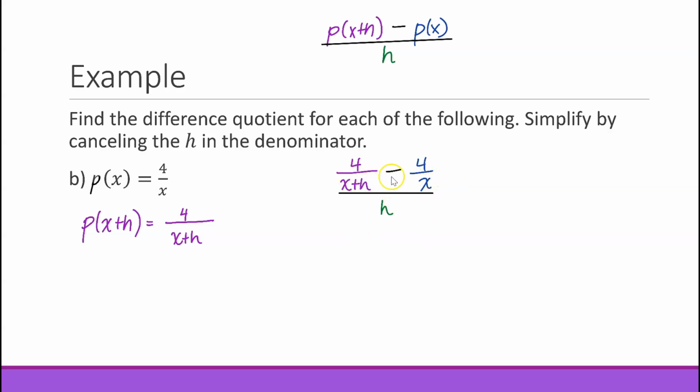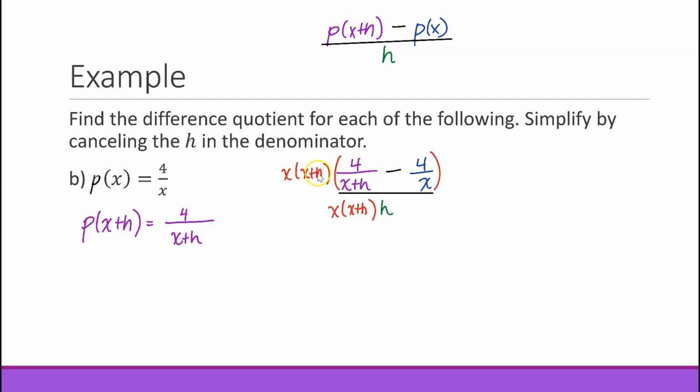So that's still x times x plus h. But then what we're going to do is multiply the top and the bottom of the fraction by that least common denominator of all fractions involved. So I'm going to multiply the top and the bottom by x times x plus h. So this whole numerator and this whole denominator is multiplied by x times x plus h.